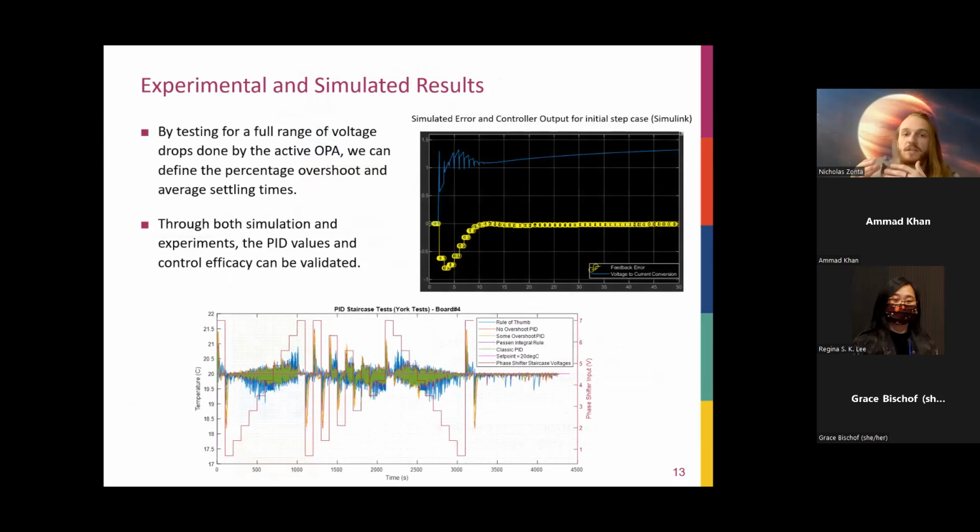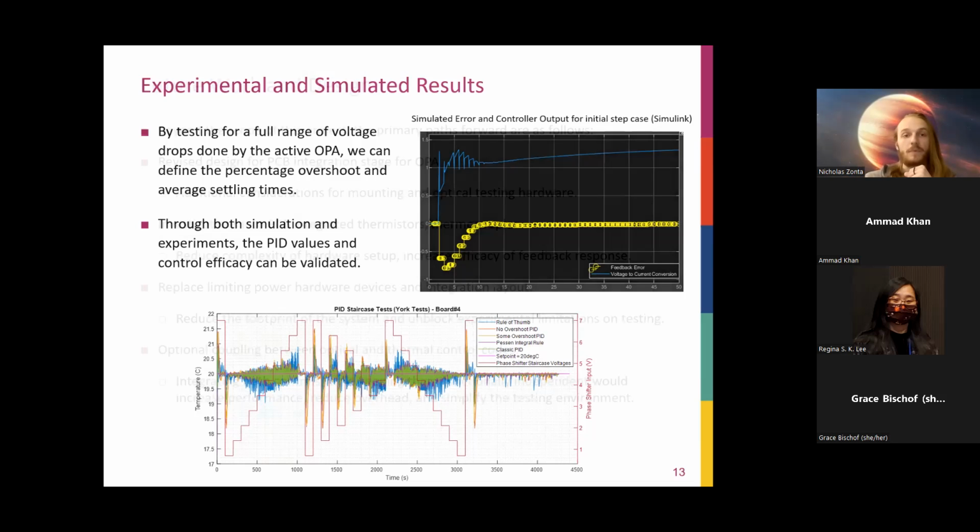By essentially testing against the full range of voltage drops done on the OPA as it cycles up and down to change the phase all the way up and all the way down for each independent phase shifter, we're able to define the percentage overshoot and the average settling times. And both through simulation and experimentation, these values can essentially be validated and effectively brought to their best point. That is essentially what we've been doing for the last little while, and I am currently in the last phases of writing and putting this data together, which is great.